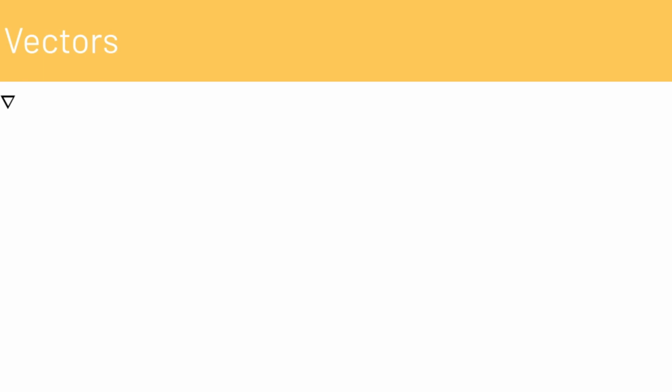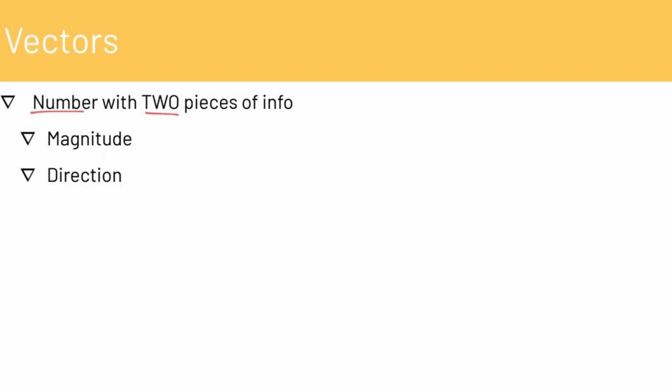So what about a vector? What exactly is a vector? So a vector is a number with two pieces of information built into it. So what are these two pieces of information? So we have a magnitude. So this is the size of the number.